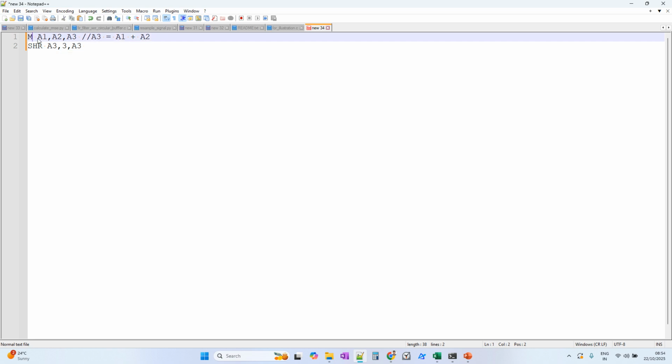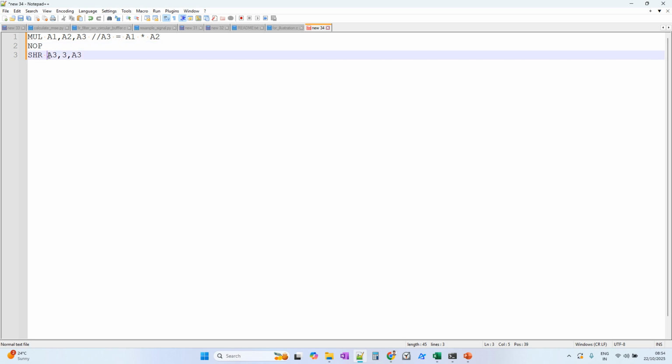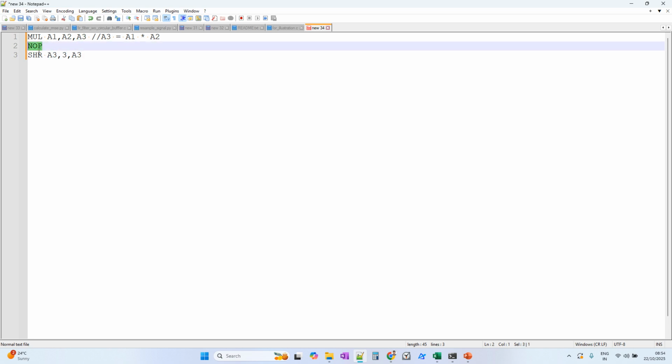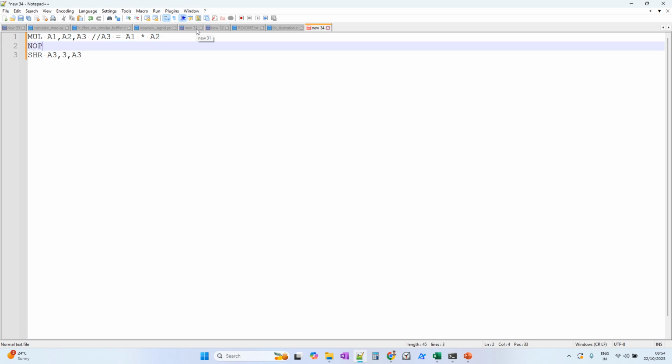If this is multiplying, this will change, and A3 will not be available immediately after 1 cycle. So here we need to put a NOP, no operation. After 1 cycle only it can be used. If you put SHR A3 right here, then whatever the previous value was will be used, and the new value A1 into A2 will not be available. So you have to put a NOP here. That's the idea. These are nothing but delay slots. This is what is called delay slot. After 1 cycle only we can use the output of this instruction.